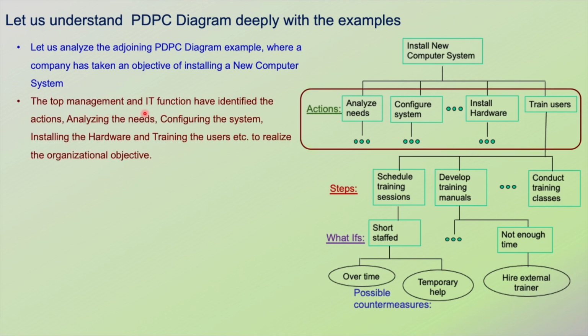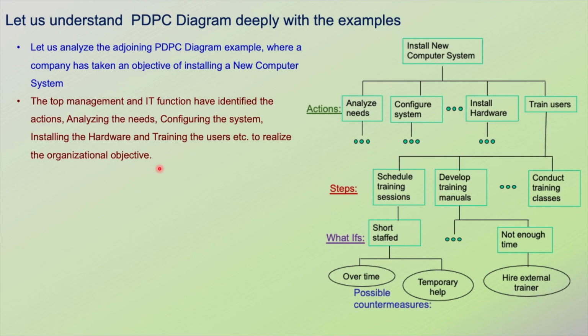So the top management and IT function have identified the actions. So these are all the actions. What are all the actions they have identified? Analyzing the needs, configuring the system, installing the hardware, and training the users, etc. are the actions to realize the organizational objective.